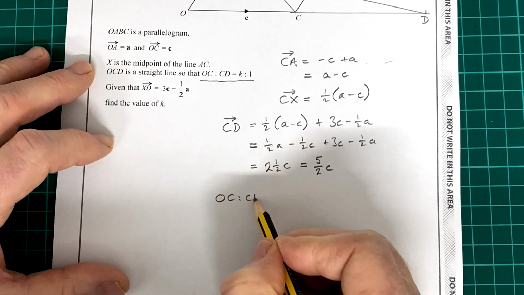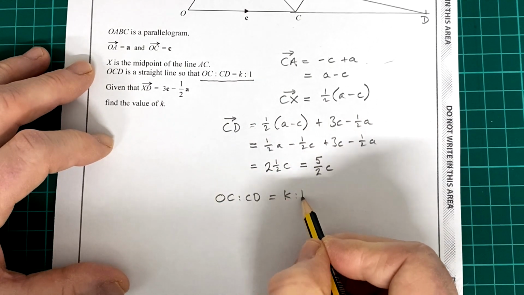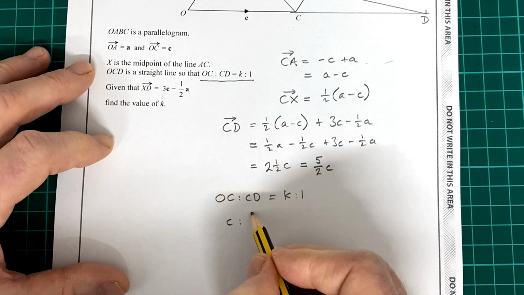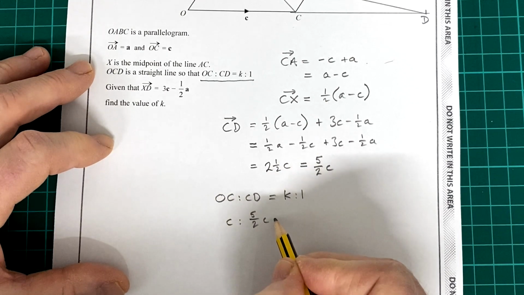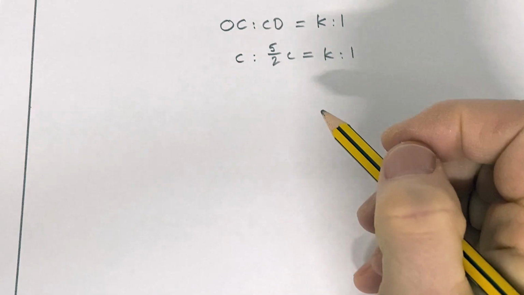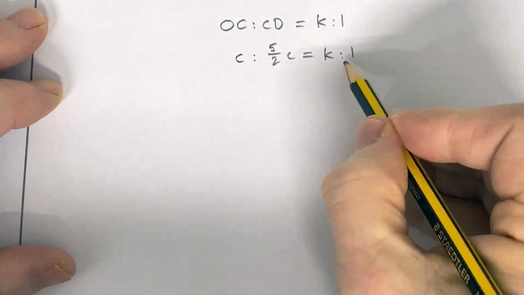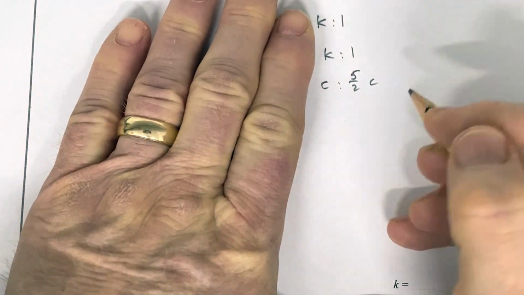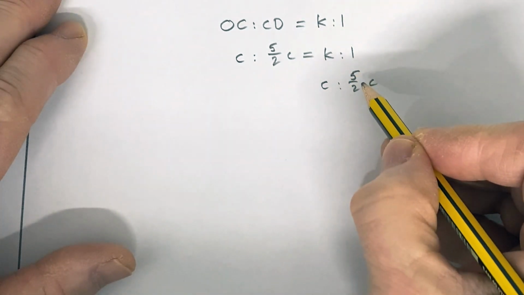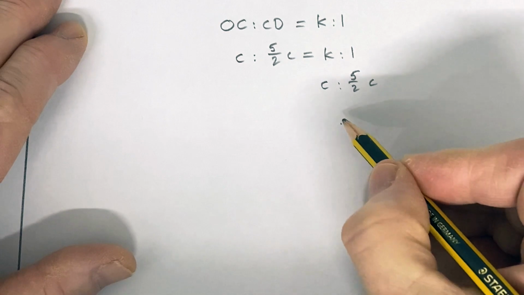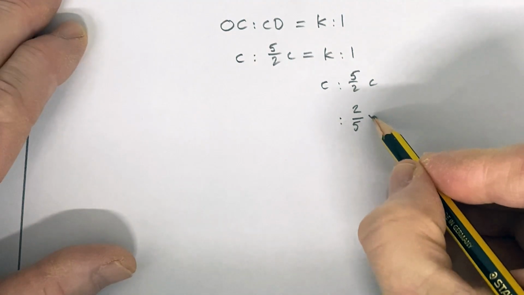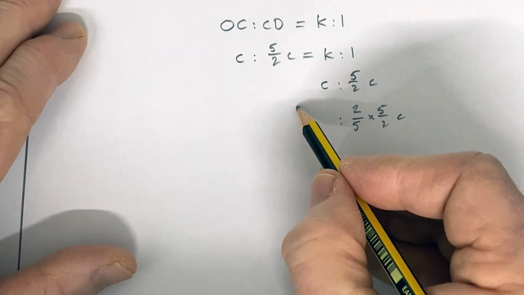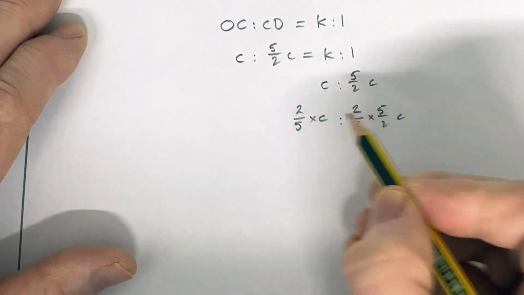And now we're going to look back at this. OC to CD is K to 1. Now we know what OC is. It's C. So C to 5 over 2 C is K to 1. I'm going to actually write this underneath that. So we've got C to 5 over 2 C, because we are comparing directly down like that now. So this side we need to be 1. So I can multiply by 2 over 5 times 5 over 2 C, and that would turn that into 1, but to be fair, I have to do it to this side. So 2 over 5 times C will compare to that.